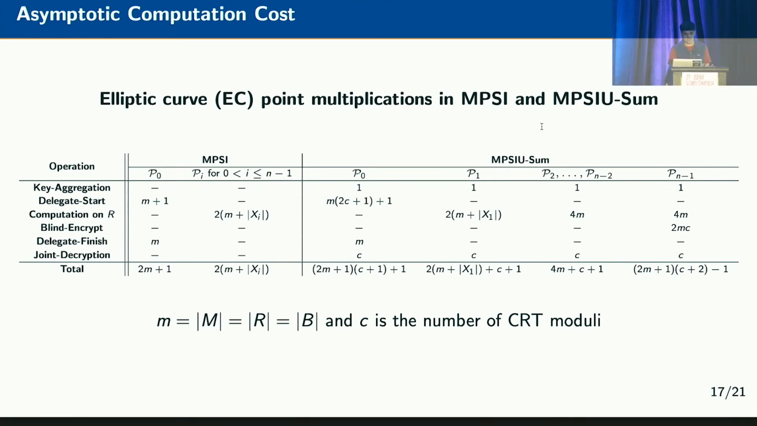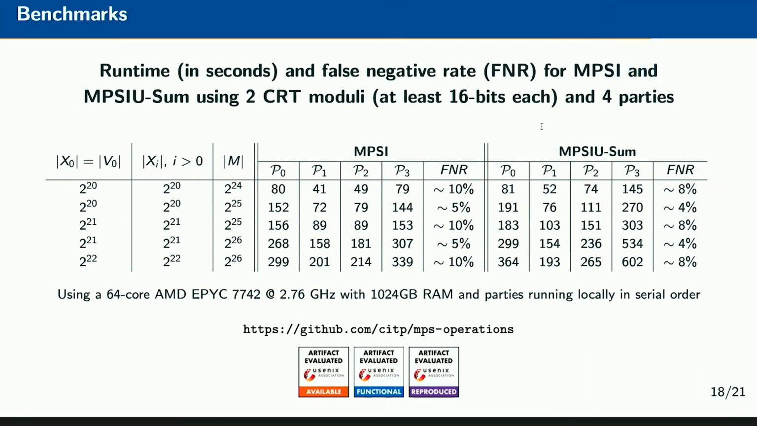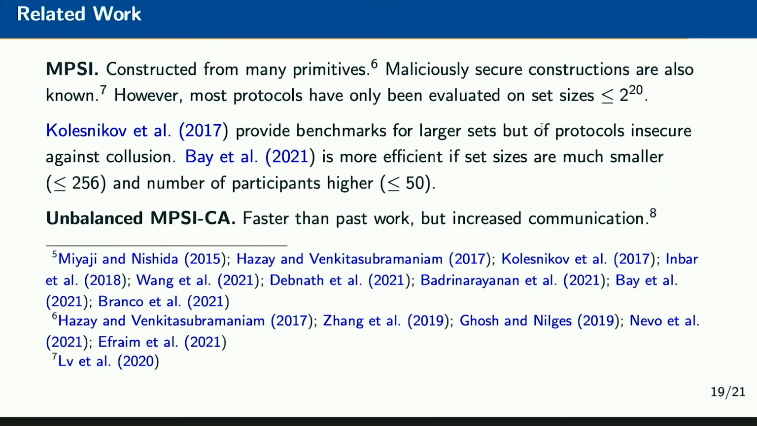Computation in general is linear to the size of the hash map and also linear in the number of CRT moduli used. We implement and benchmark our construction. Even on large sets containing millions of elements, the protocols conclude within a few minutes. Our implementation is open source and available on GitHub. And as you can see, the false negative rates are also pretty minimal. In fact, they're quantifiable. And if you use a larger hash map, you can lower the error rates.